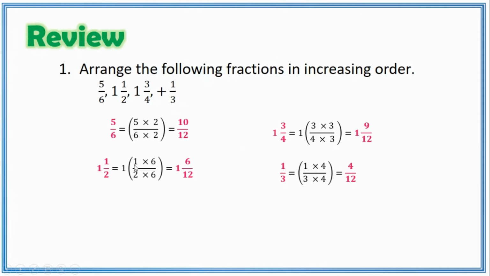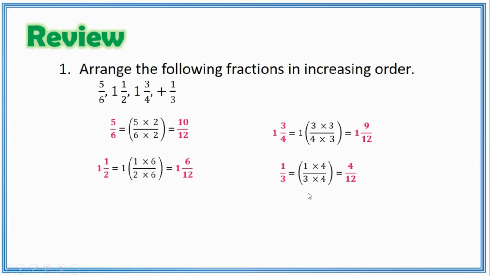Here, we need to multiply 1 out of 2 by 6 out of 6. So 1 times 6 is 6, 2 times 6 is 12. Then copy the same whole number part. Next, 3 out of 4 must be multiplied by 3 out of 3. So 3 times 3 is equal to 9, and 4 times 3 is equal to 12. Again, copy the whole number part. So 1 and 3/4 is equal to 1 and 9 out of 12.